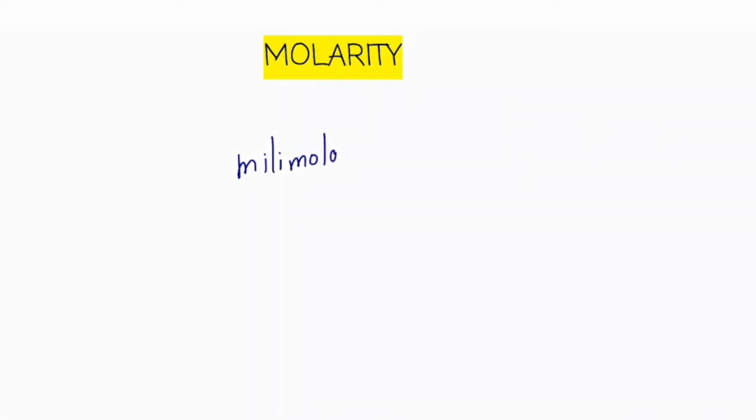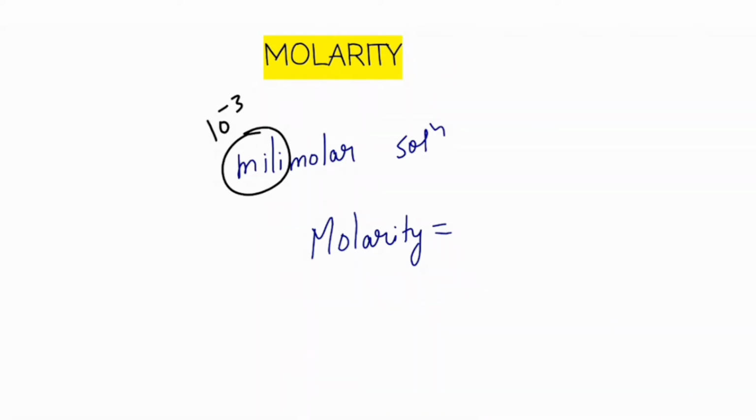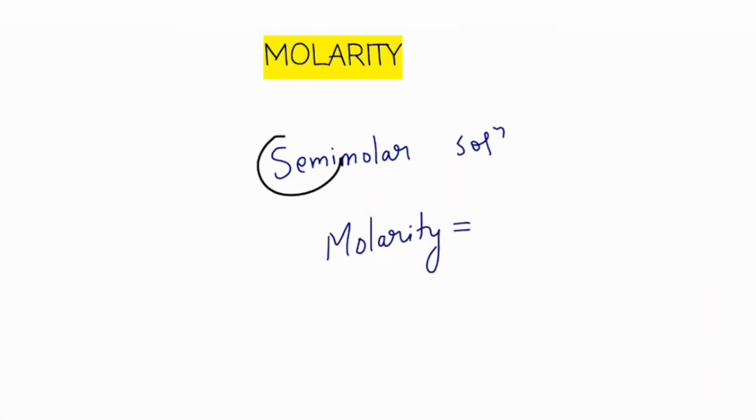Now let us assume we have a millimolar solution. What do we mean by milli? 10 to the power minus 3. So molarity is 10 to the power minus 3 for this solution. Now suppose we have a semi-molar solution. Semi means 1 by 2, half. So a semi-molar solution means the molarity is 1/2 or 0.5.